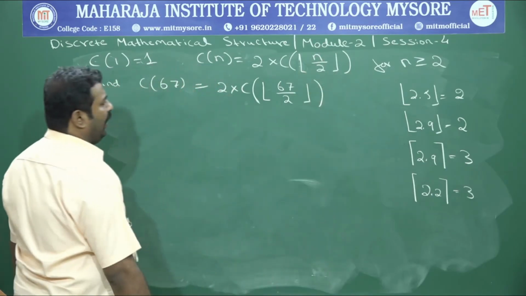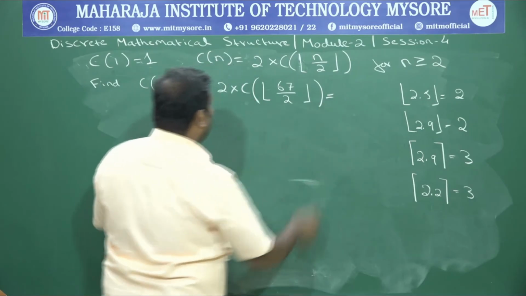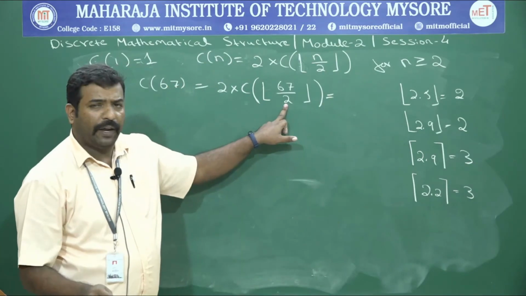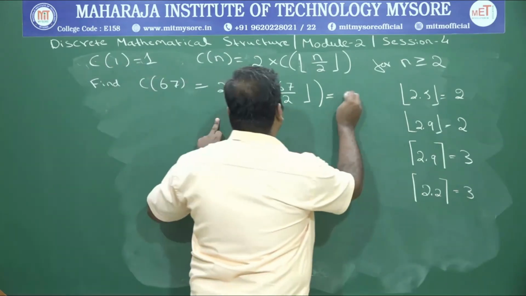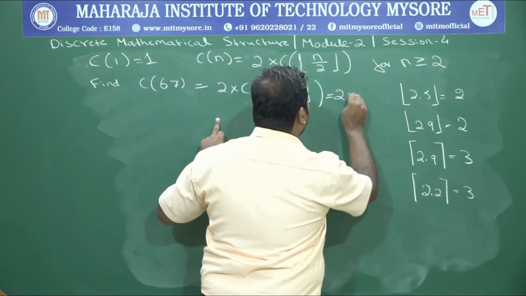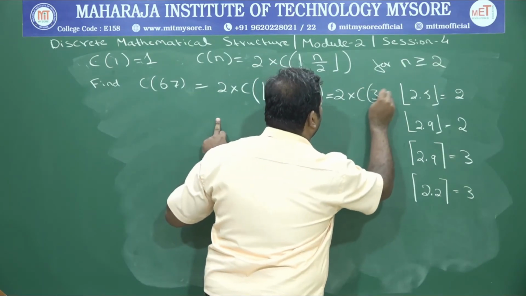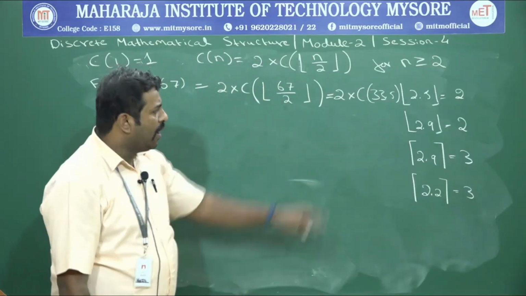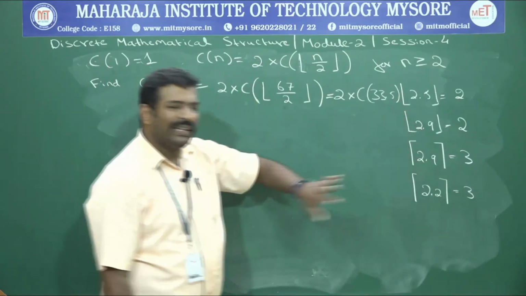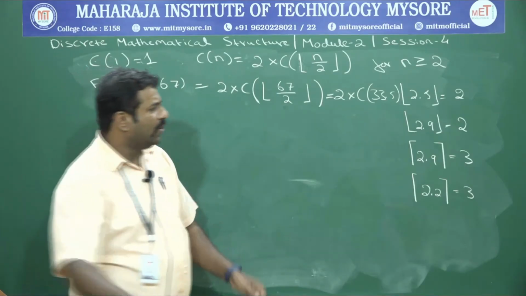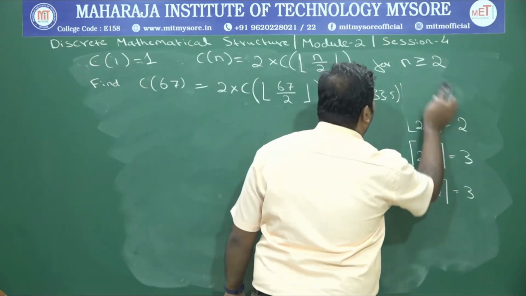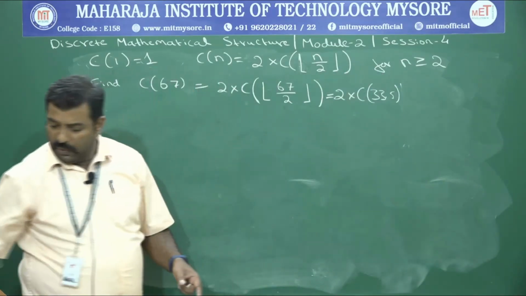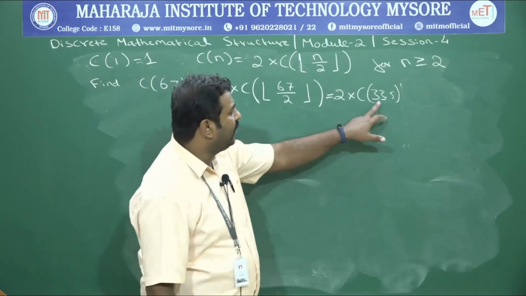So now what am I going to end up with for this value? 67 divided by 2 is 33.5. I'm going to end with 33.5, hence 2 into C of 33.5. Now what is 33.5? According to our rules, it's going to be 33. Hence, I'm just going to erase this. So this is going to end with 33. Now at the end of the first step, I'll be ending at 33.